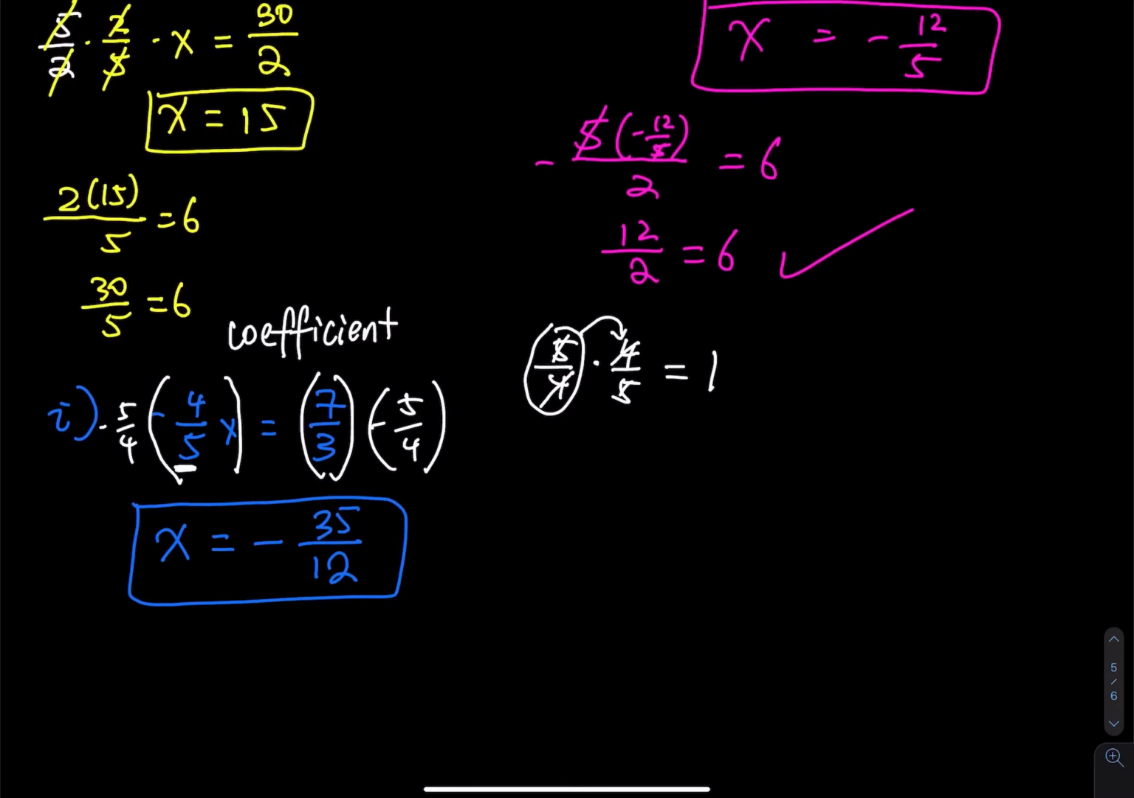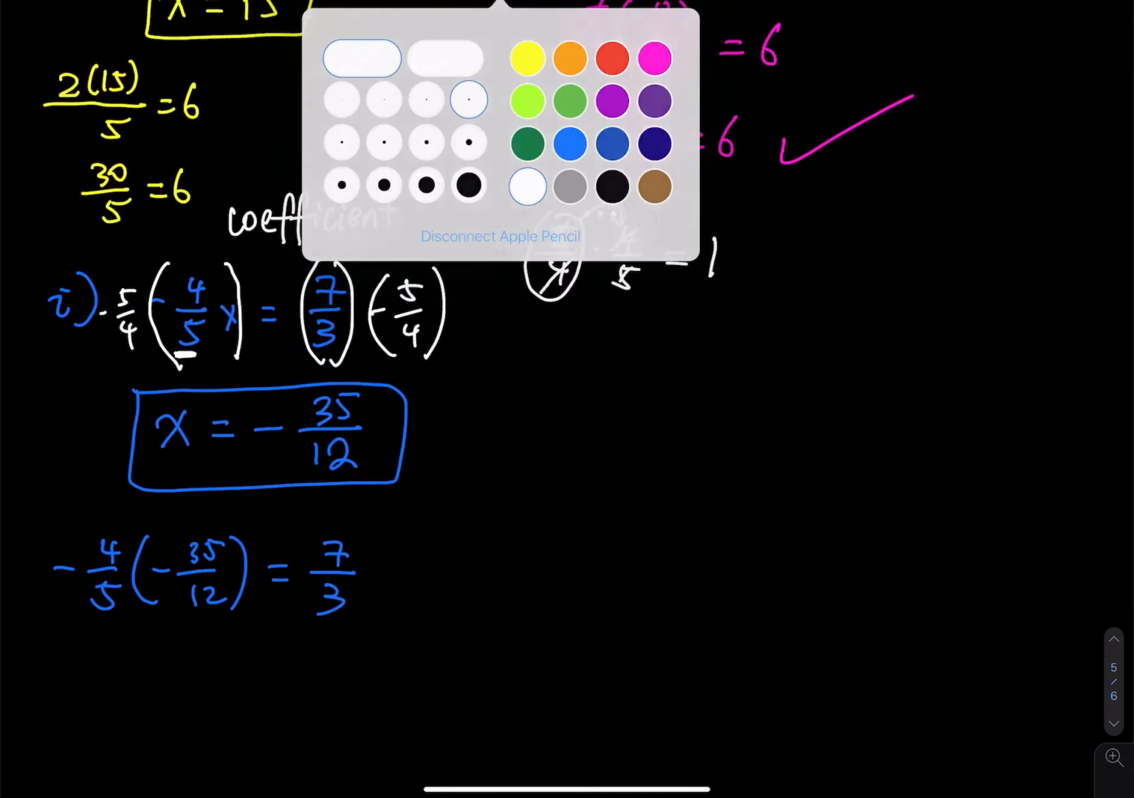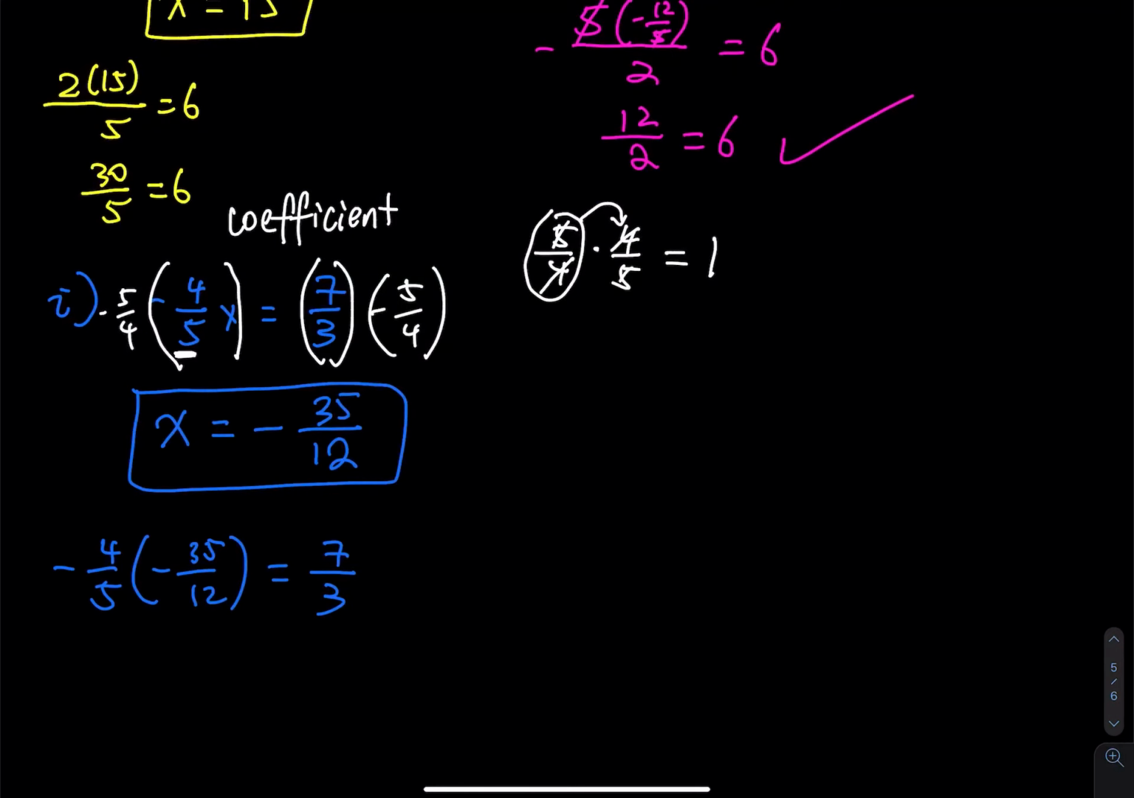Let's take a quick check. Negative 4 over 5 times negative 35 over 12. Is that equal to 7 over 3? Let's find out. First, I would divide the top and bottom by 5. 5 divided by 5 is 1. 35 divided by 5 is 7. 4 divided by 4 is 1. 12 divided by 4 is 3. Negative times negative is positive. So we have this. All right, and that is checked.